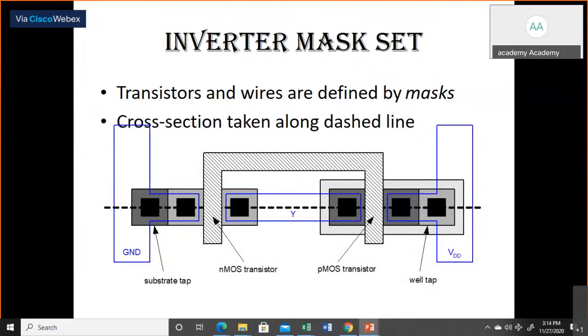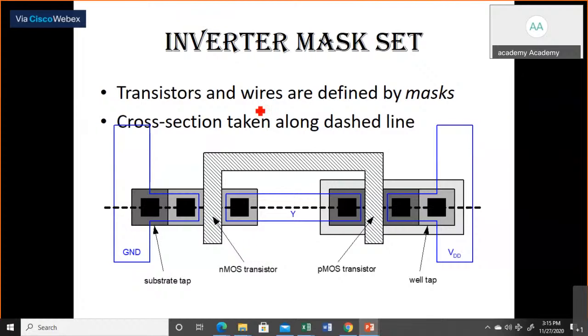So if we want to fabricate these CMOS devices, how many different mask layers will be required? If we read the CMOS fabrication process, there are 6 steps required. One is the formation of the well, then the formation of the polysilicon layer. For formation of the polysilicon layer, we require a masking.